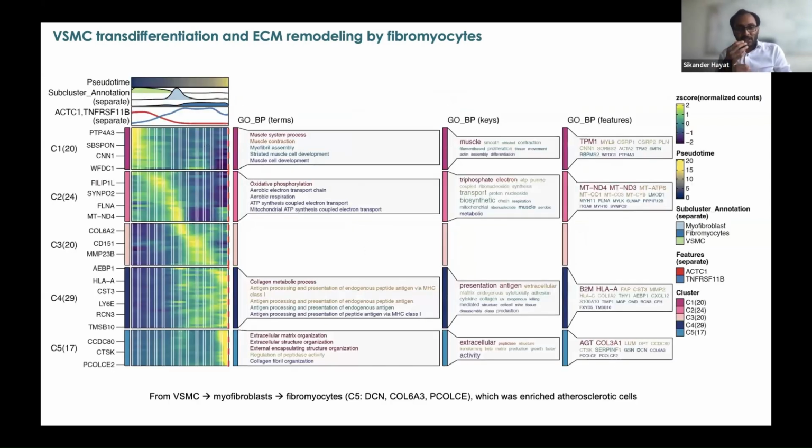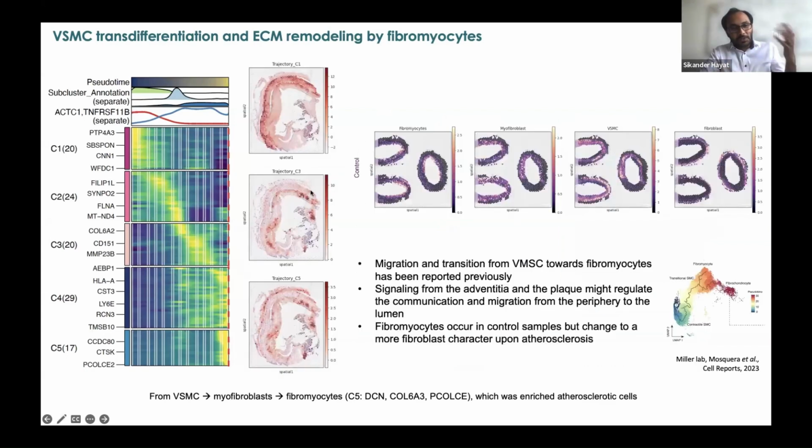We could draw these trajectories using computational tools. It's a very complicated slide, but just to give you an idea, on the left here, if you see my mouse, we had the green population, which is the VSMC population, then the middle population, which is the myofibroblast population, and the right-hand side is the fibromyocytes. If you go from left to right, which is how the pseudotime is ordered, you see a very nice trajectory of genes that are changing as you go from the left to the right-hand side of this trajectory. You can do pathway analysis to find what pathways are upregulated as you go from VSMC to a more fibromyocyte state, and then also look into the spatial transcriptomics data to see how these trajectories are evolving as you go from one state to the other.